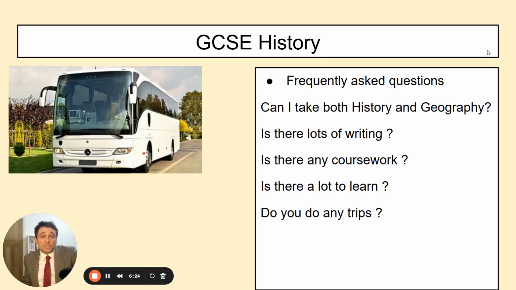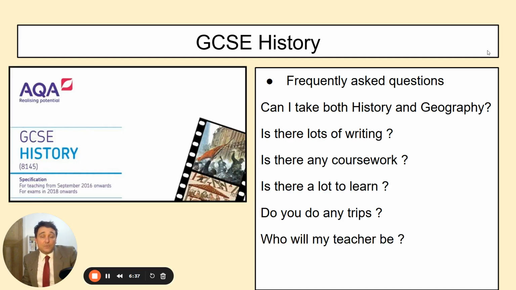Do you do any trips? Not currently. We are looking into that. We would hope to be able to provide some trips to support the learning from the units that we're doing. But I'm not going to promise any trips. That shouldn't be the reason why you take it. And then who will your teacher be? Currently, I teach all of Key Stage 4. I'm not going to guarantee I'd be a teacher for the full 2 years. I could never do that. But currently, it would be me taking Key Stage 4.